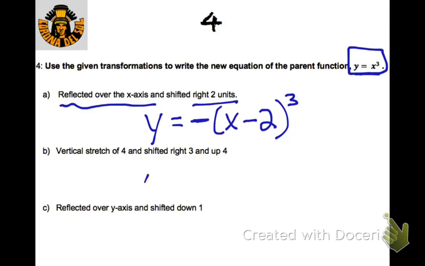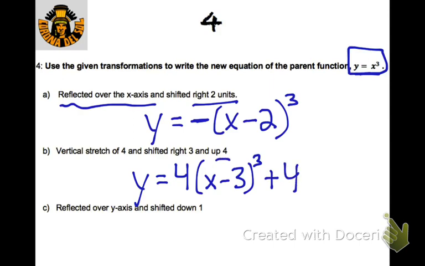If it's a vertical stretch of 4, that means there's a 4 on the outside of the parentheses. If it's shifted right, it's x minus 3, and then cubed still, and then plus 4 because of the up 4. Reflected over the y-axis means that it's kind of like a horizontal shift, a horizontal movement. So the negative sign has to be on the inside of the parentheses. So -x, and then it would be cubed, and then it's shifted down 1 unit, so -1 at the end.